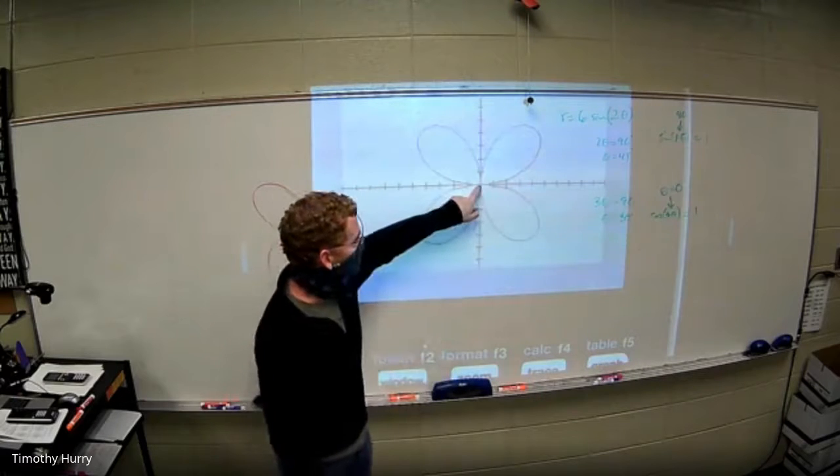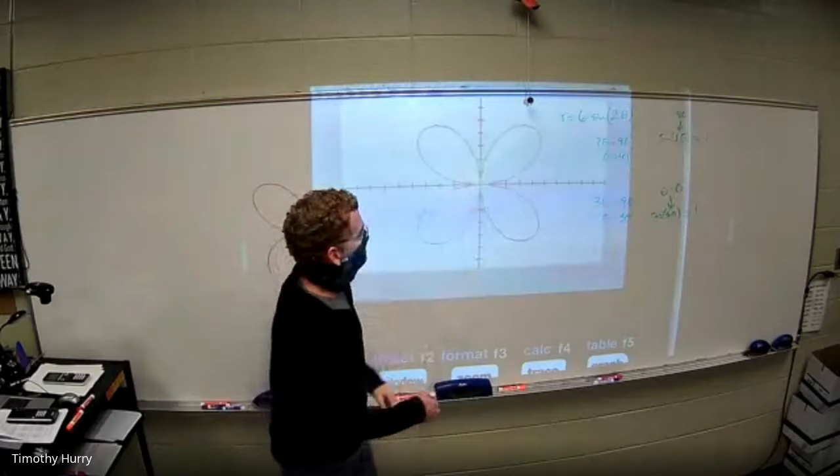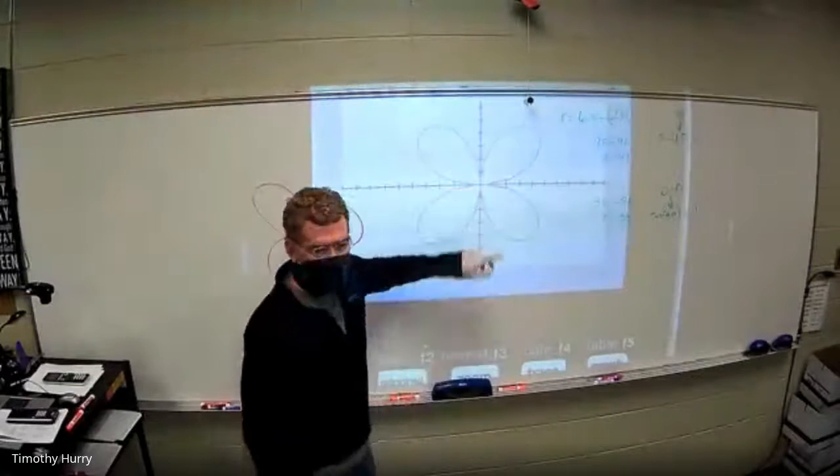And by the way, these do touch at the pole. I know it's on top of the axis, but these are going back. If I took the axes off, you'd see it go right through there.